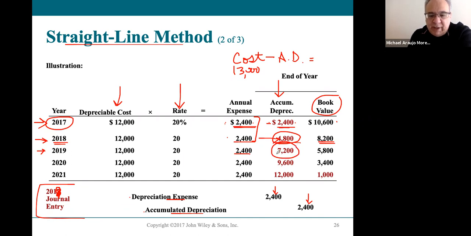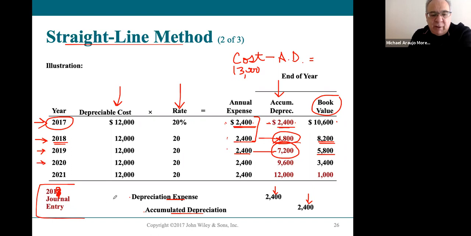So after 3 years, you have written off $7,200 of depreciation on this asset. The book value of the asset at the end of the 3rd year is $5,800, which is a $13,000 truck minus the $7,200 of accumulated depreciation, right? These 3 years added together gives us that. So the difference is the book value.